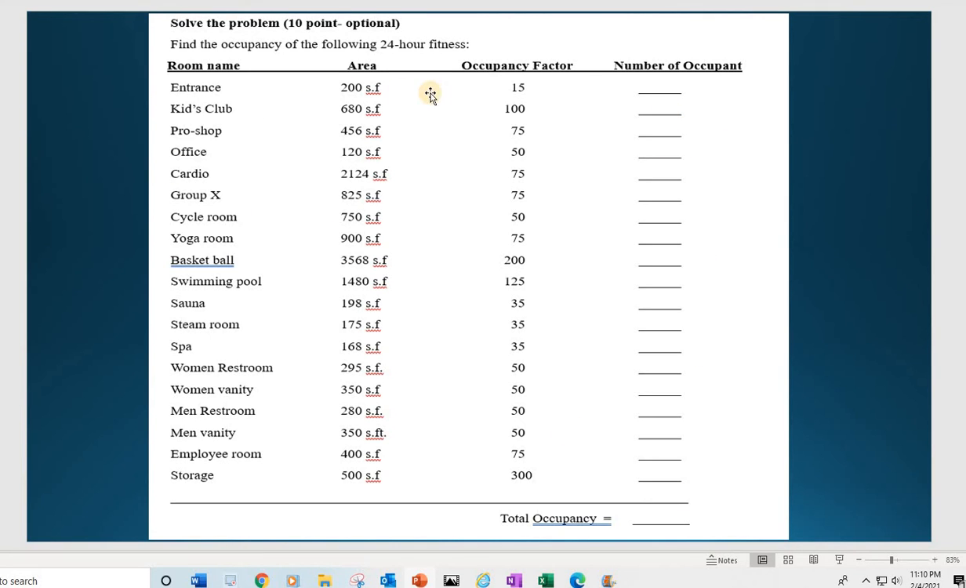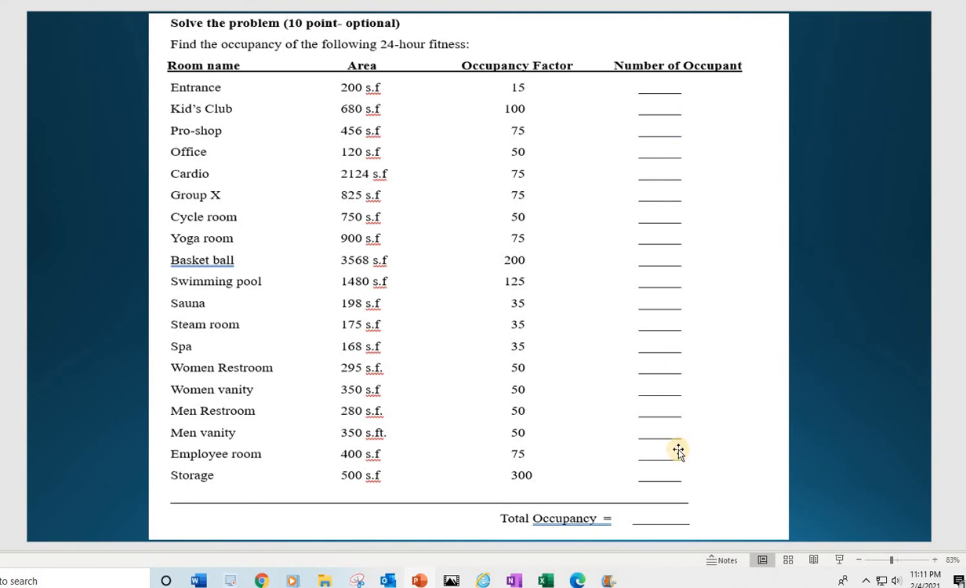For example, if you want to find the number of occupants, you take the area and divide by the occupant factor. In this case, you take 200 square feet and divide by 15, and you get the number right here. I need you to take 2 decimals for each of them. It's the answer right here, 2 decimals. Same thing with this one, the answer right here, 2 decimals.